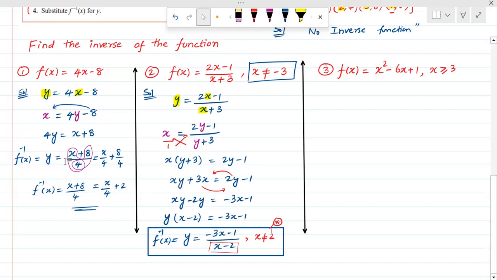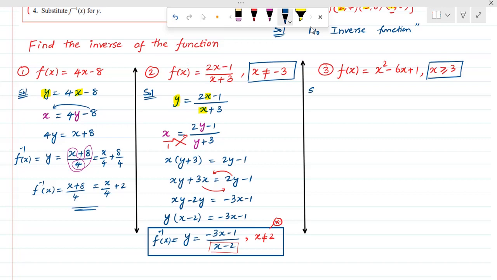So we saw one problem with a simple function. The next one is a function with a restriction domain. The next one is where the domain is an inequality. The domain is given as an inequality. Let us check how to solve this problem.